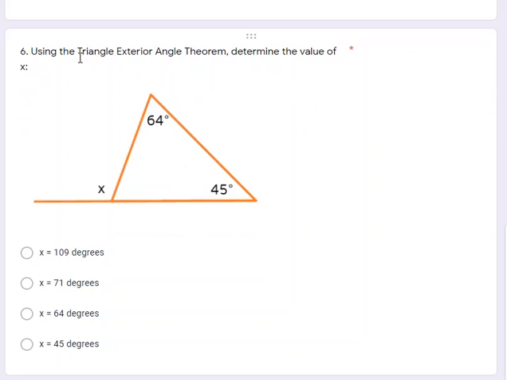Number 6, using the triangle exterior angle theorem, determine the value of x. So we have two angles, 64 degrees, 45 degrees inside the triangle. We would like to determine the value for x, which is the exterior angle. Now is x 109 degrees, 71 degrees, 64 degrees, or is x 45 degrees?